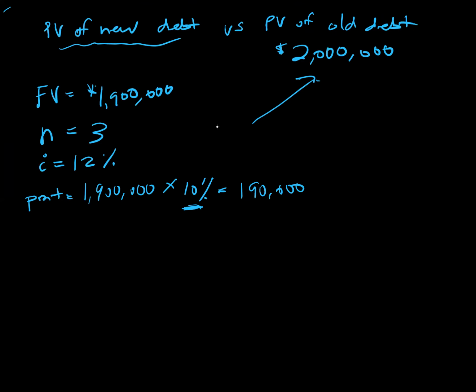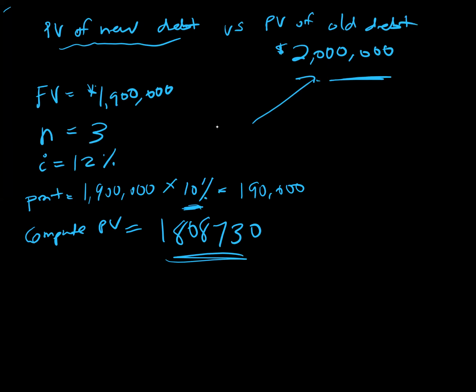Okay, so now we have all the inputs here. We can go compute present value in our calculator. And we're going to get the present value as 1,808,730. So now we've got 1,808,730 of the new debt, and the old debt was worth 2 million. So we need to compare these two numbers to see if we've hit this 10% threshold.